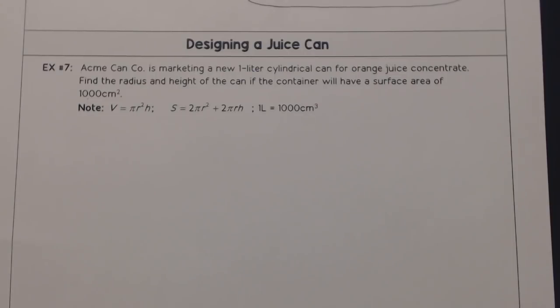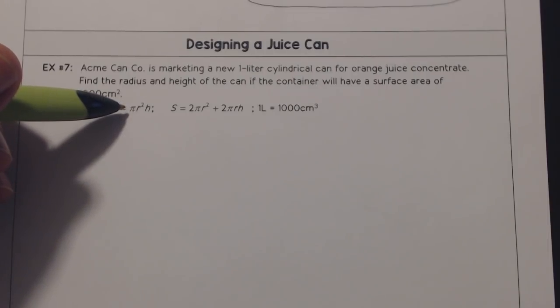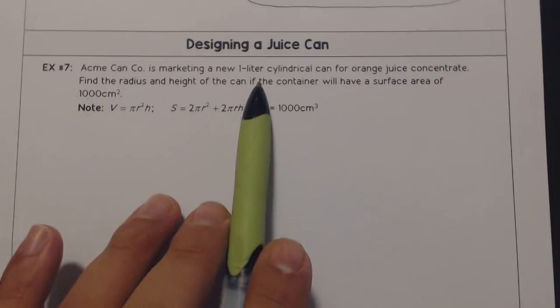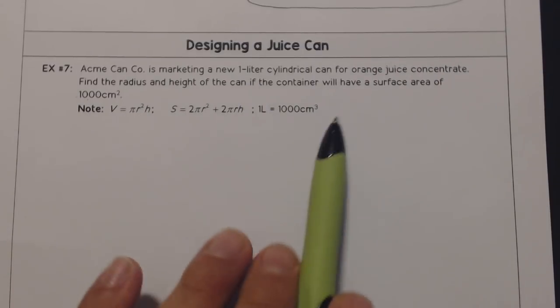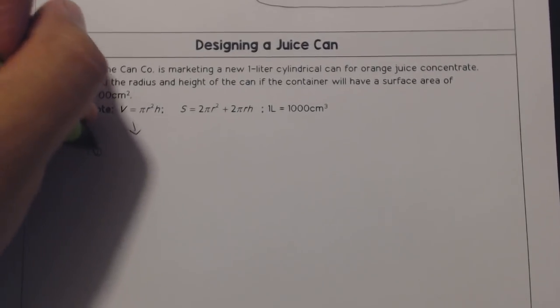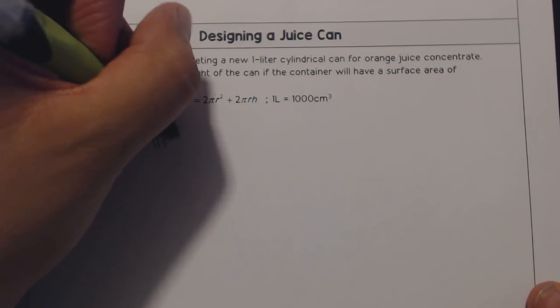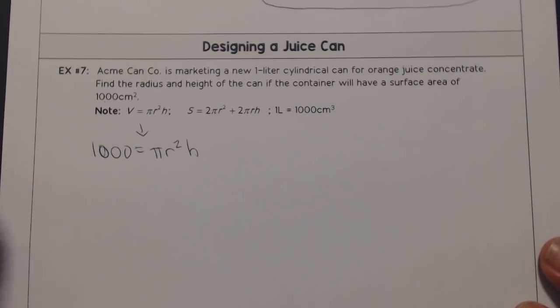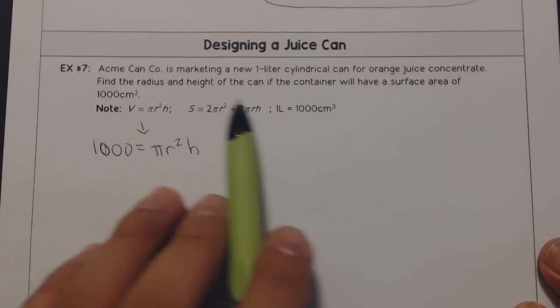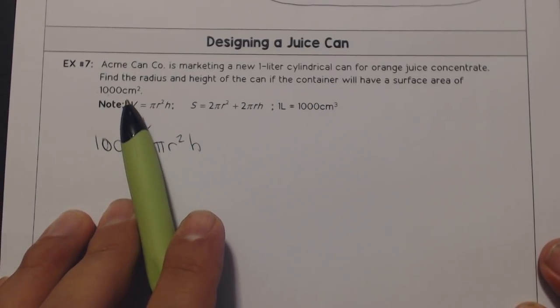So I know the volume is equal to pi r squared h. I'm told that the volume is 1 liter, and I know that 1 liter is 1,000 centimeters cubed. So 1,000 is equal to pi r squared h. It's saying find the radius and height of the can if the container will have a surface area of 1,000. So we also know that the surface area is going to be 1,000.